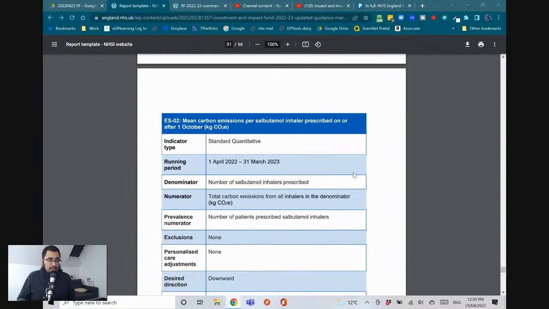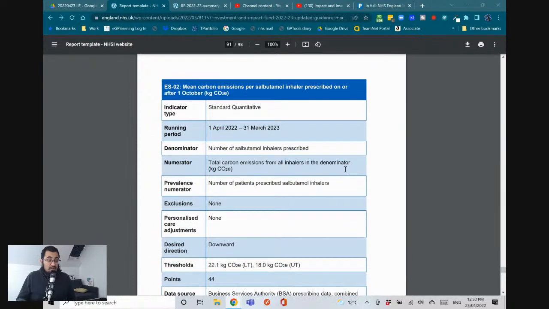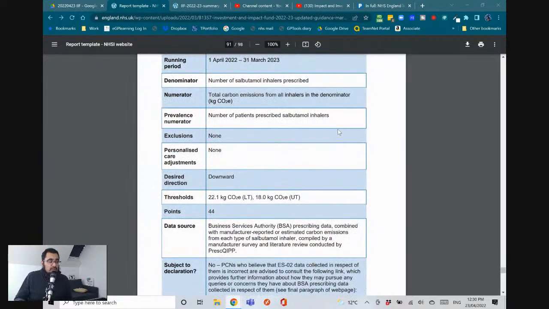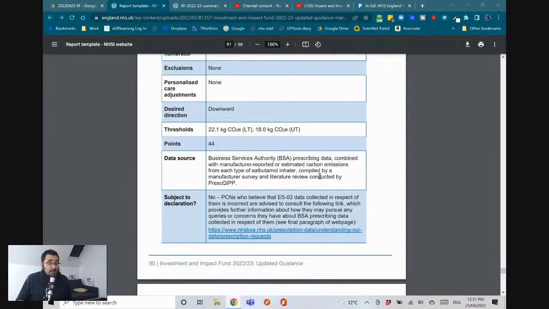It's about environmental protection. Standard quantitative, number of salbutamol inhalers prescribed as your denominator, total carbon emissions from all inhalers in the numerator. Number of patients prescribed salbutamol inhalers is the prevalence numerator. There's no exclusions, no personalized care adjustments, and it's a downward trend. And the aim is going from 22.1 kilograms as your lower threshold, to 18.0 kilograms CO2 as your upper threshold. 44 points, massive amount. So this is a system change element. So you're talking nearly £80,000 for a standard network size.